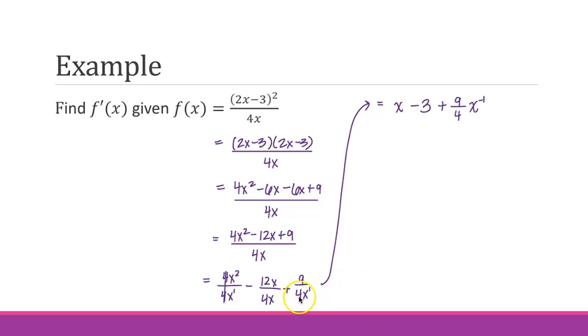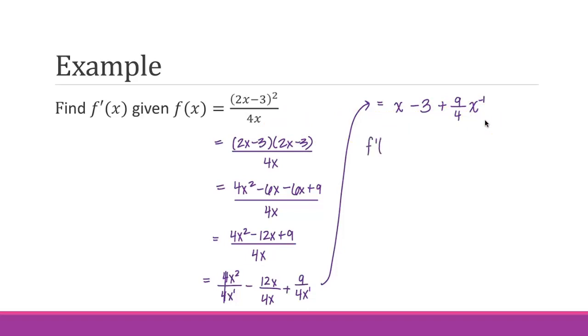Making sure that we are not also moving the 4 with the x. So 9/4 is a coefficient that stays in front, and just the x gets moved to the top and made into a negative exponent. So I haven't taken a single derivative yet. I've just done a lot of algebra to get myself to a point where I can take the derivative.